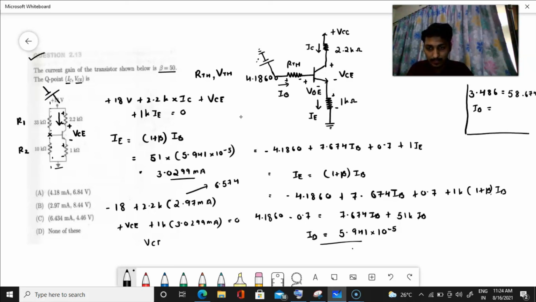So VCE comes out to be 18 minus of 6.574 plus 3.0299, which is 8.3961. Approximately, it is 8.44 only. So we got our answer, option B: 2.97 milliamp, which is IC, and 8.44, which is VCE, the collector to emitter voltage.